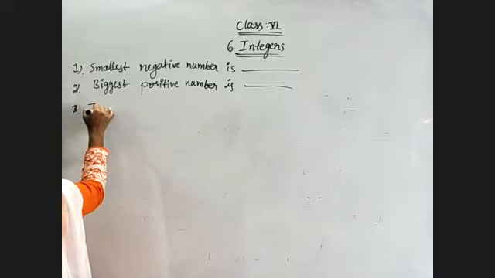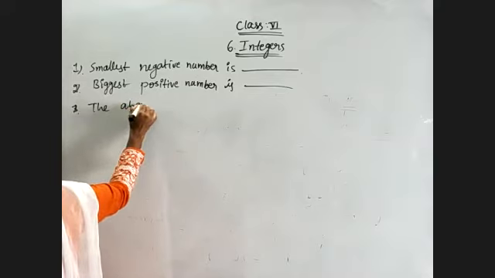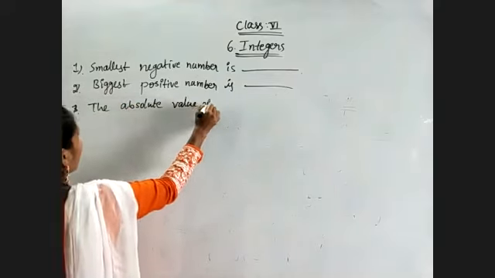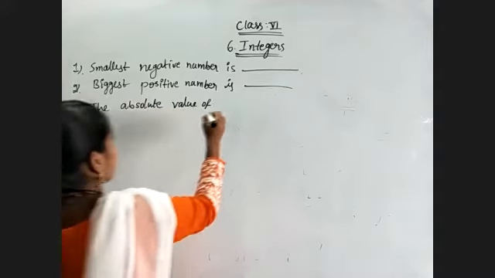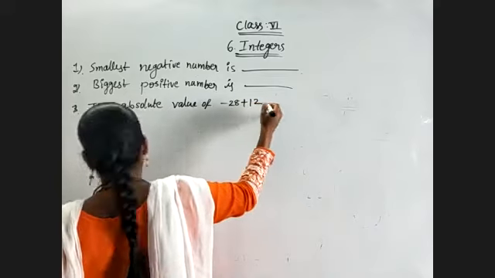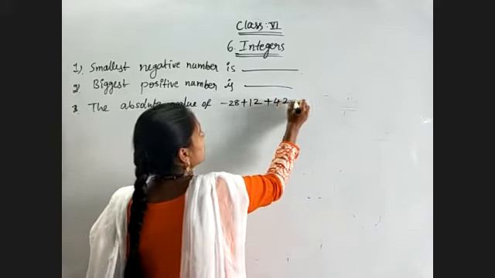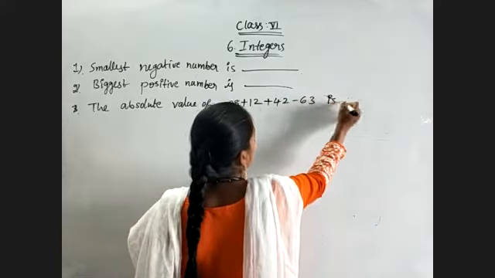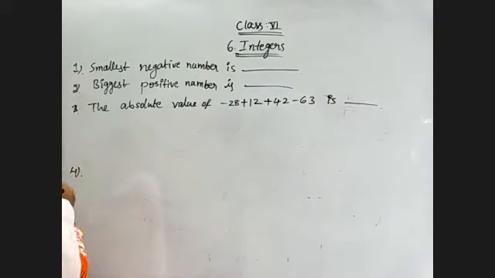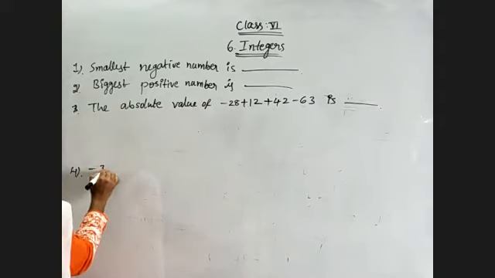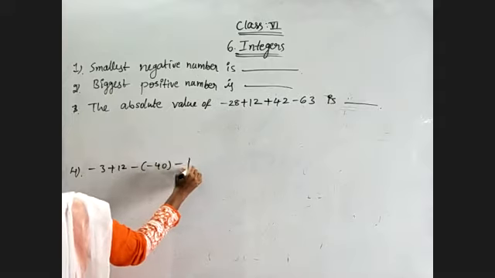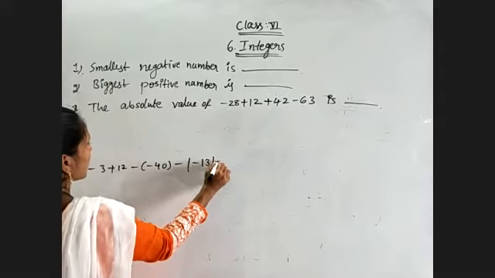the absolute value of minus 28 plus 12 plus 42 minus 63 is dash. And the fourth problem is minus 3 plus 12 minus of minus 40 minus of mod minus 13.